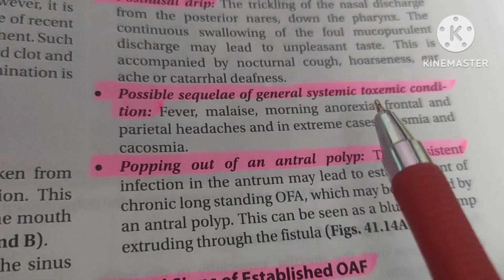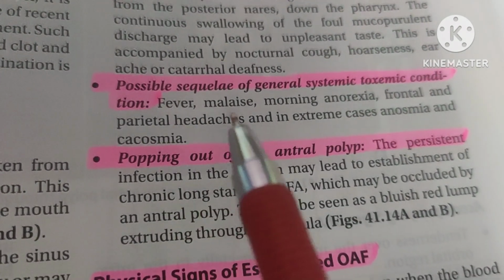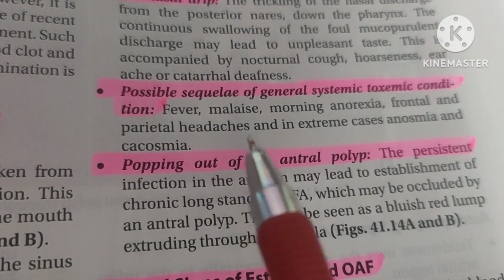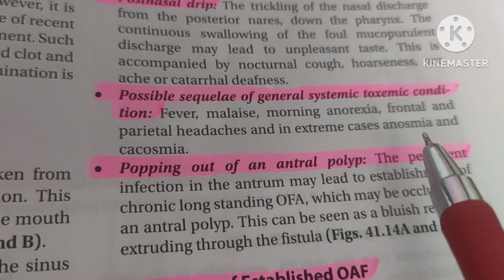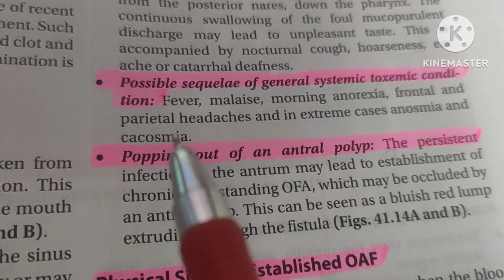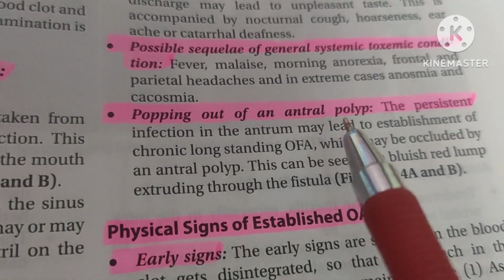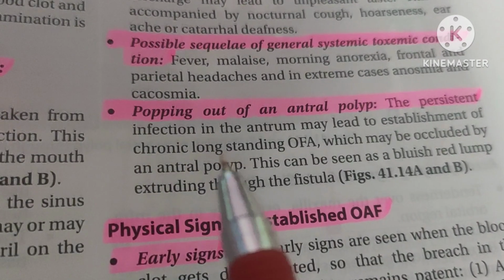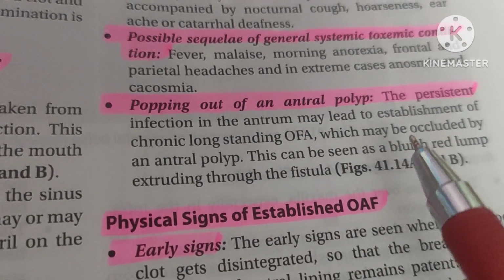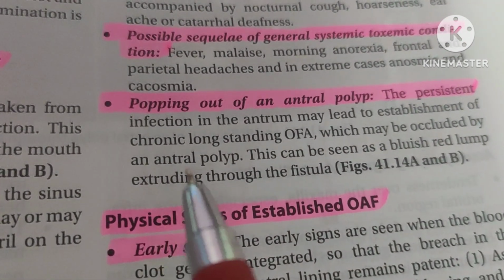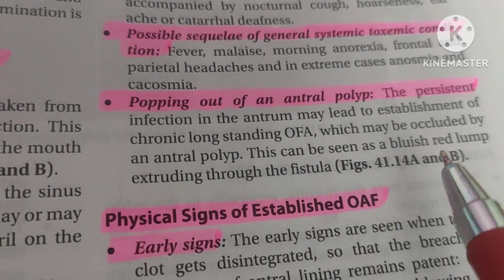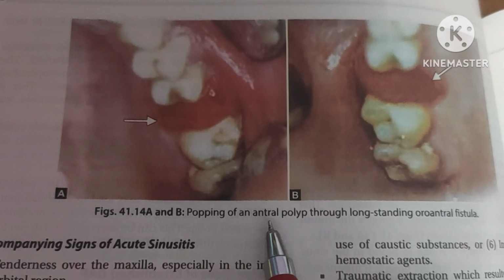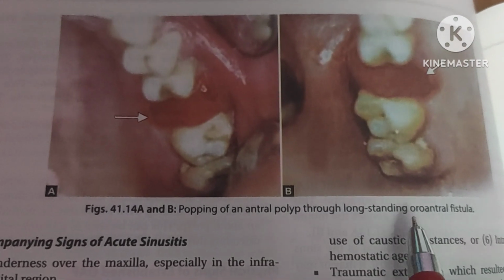Possible sequelae of the general systemic toxemic condition like fever, malaise, morning anorexia, frontal and parietal headaches, and in extreme cases anosmia and cacosmia. Popping out of an antral polyp. The persistent infection in the antrum may lead to establishment of a chronic long-standing OFA, which may be occluded by an antral polyp. This can be seen as a bluish red lump extruding through the fistula. Here we can see the popping of an antral polyp through the long-standing oral antral fistula.